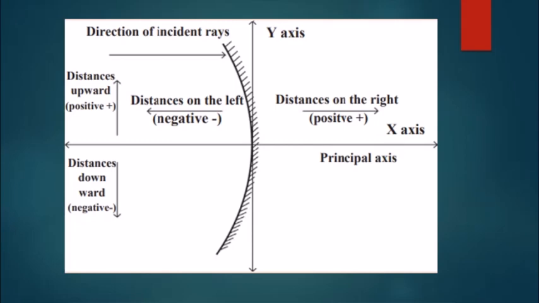You have to always remember that right is positive, while distances measured towards the left are negative. Distances measured vertically upwards from the principal axis are again taken as positive, and those measured downwards are taken as negative. So remember: right side is positive, left side is negative, upward is positive, downward is negative. The focal length of a concave mirror is negative, and if it is a convex mirror then the focal length will be positive. These are the conventions that you have to remember, which are called the Cartesian sign conventions.